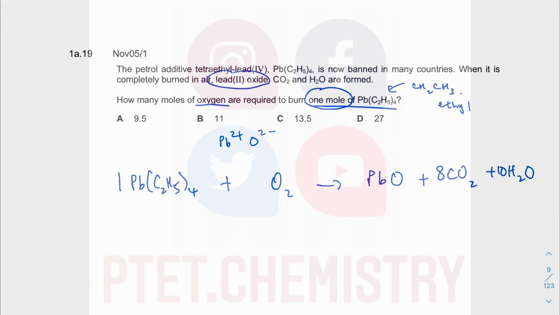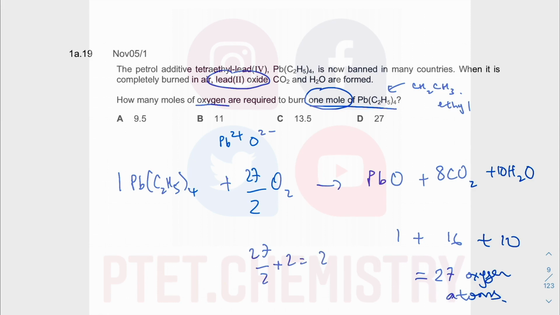So now it's just the oxygen that's your problem. So you get 1 oxygen, and you get 16 oxygen there because 8 times 2, and you get 10 times 1, which is 10. And that will give you 27 oxygen. Careful, there are oxygen atoms, and you have an oxygen molecule here. So what you actually have is 27/2, because 27/2 times 2 gives you 27 oxygen atoms, which balance out whatever is on the right.